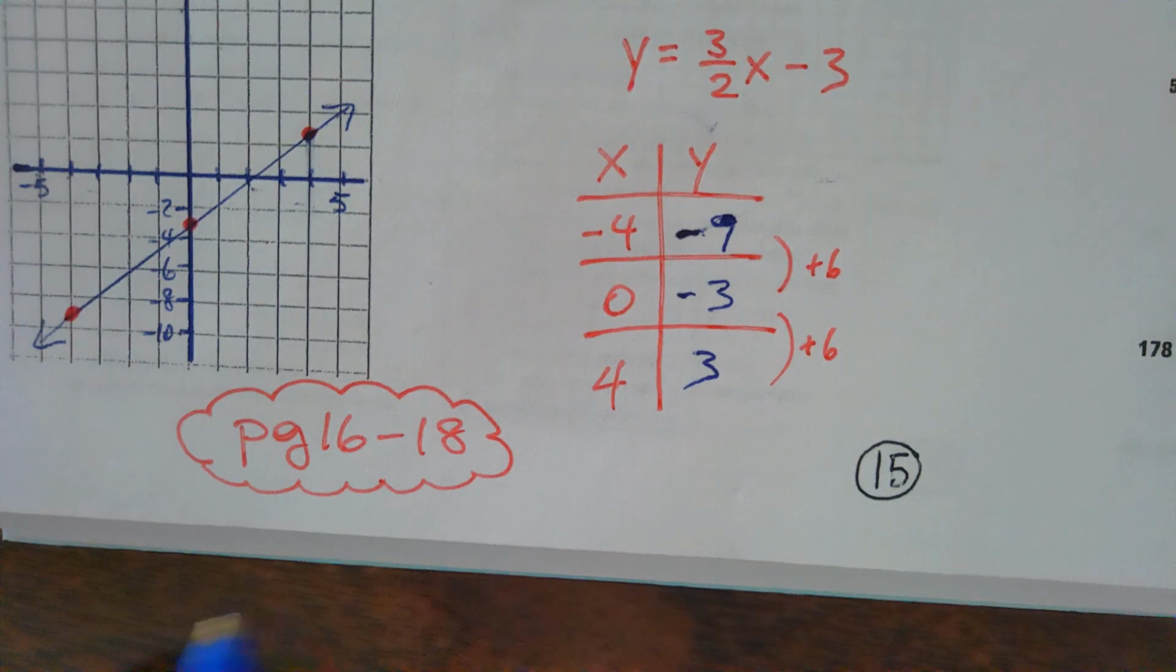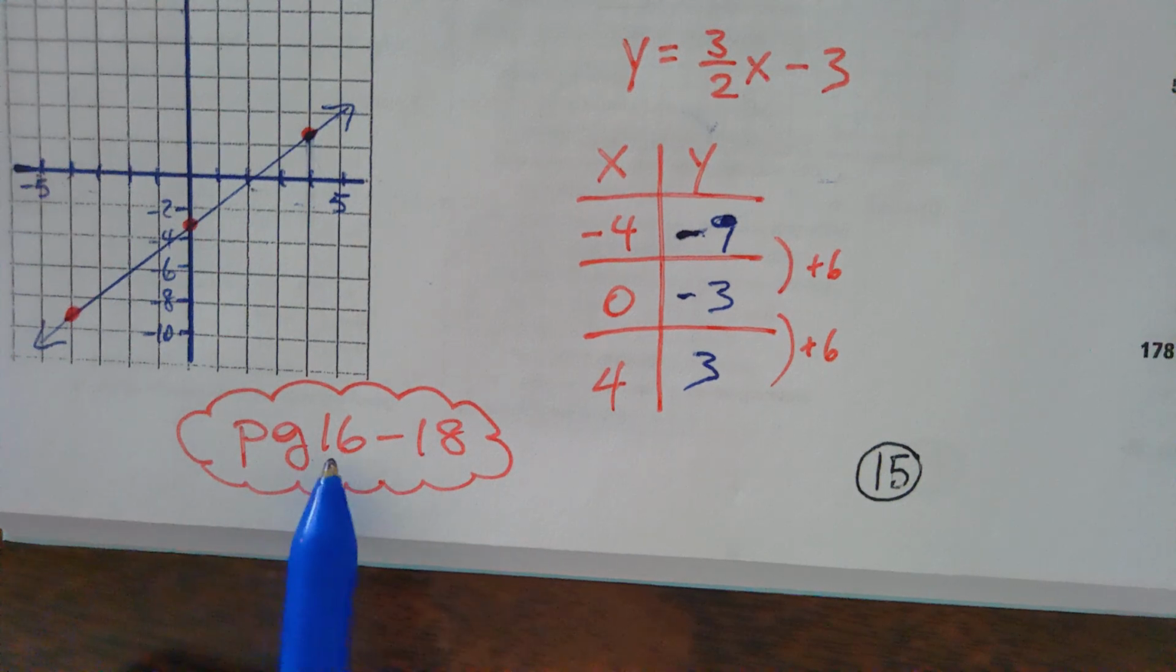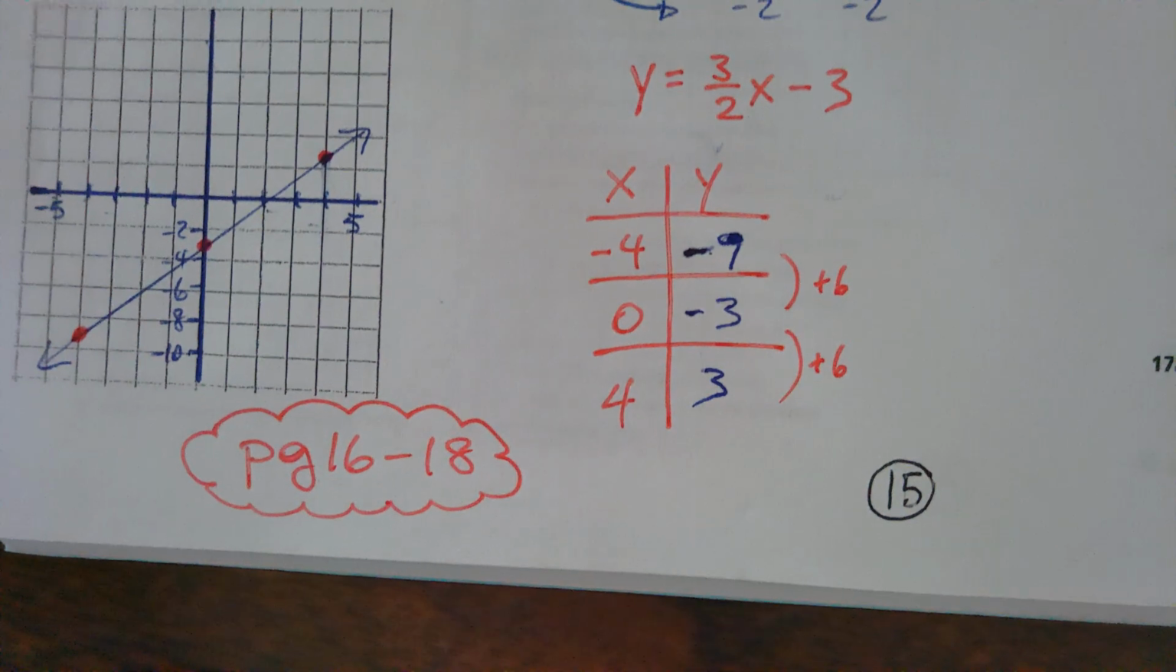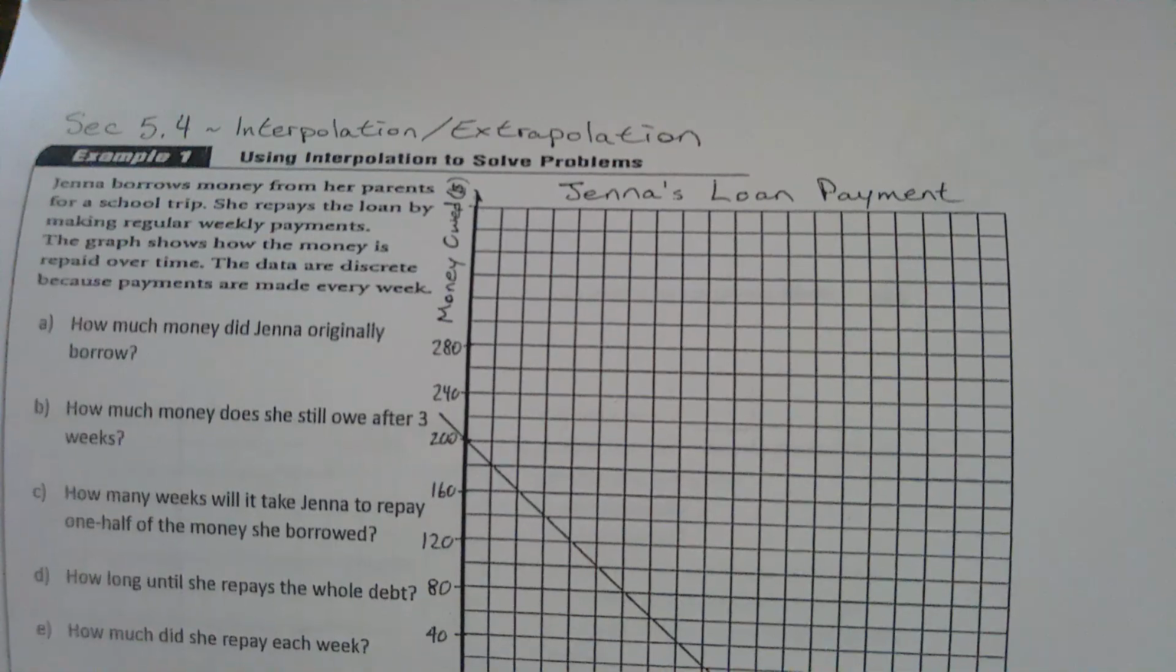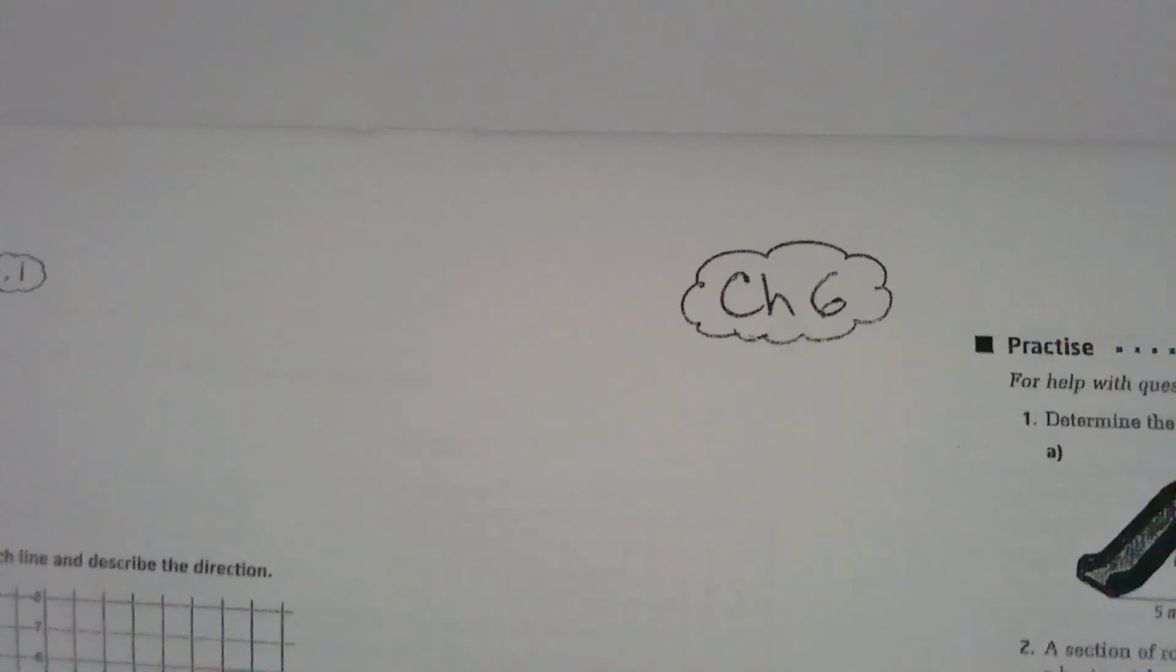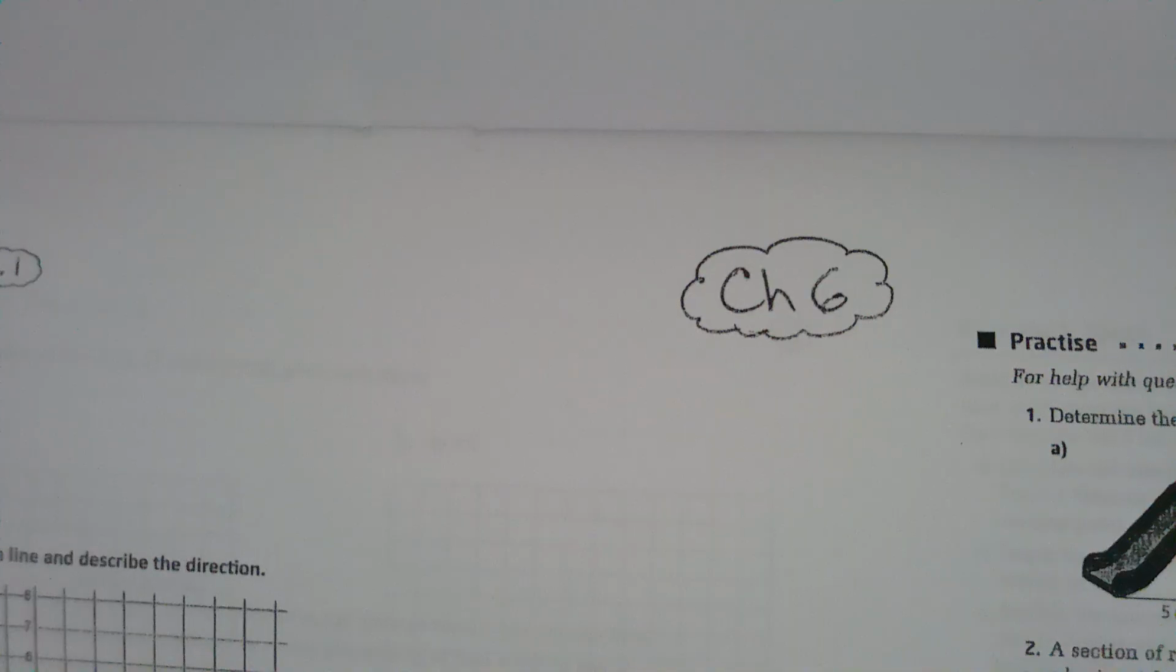Okay, so those are the examples for today. As you can see, every day we're building a little bit more on linear relations. So for the rest of class, please work on pages 16 to 18. And then, as I mentioned, tomorrow we're going to do page 19 on interpolation and extrapolation. And then what do you notice? Oh, that's the end of the chapter already.